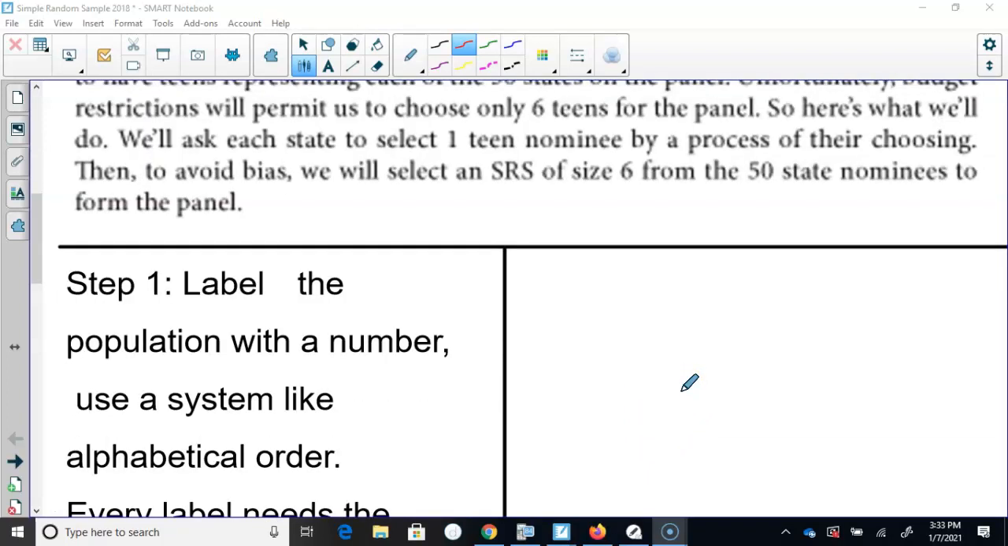Step 1, we need to label the population with a number. We want to use a system like alphabetical order. So this is basically like if I was going to put everyone's name in a hat, shake it up, and pull out how many names I need. We need just a little bit more, not necessarily statistically sound, but a little bit more like an algorithm, per se, to figure out what this is, okay?